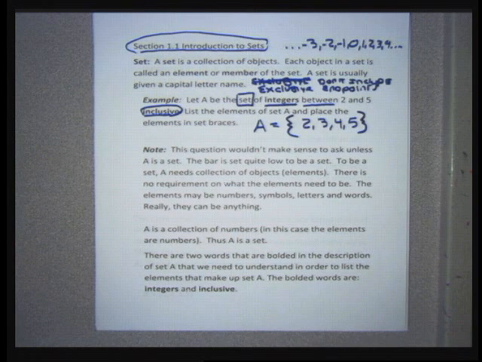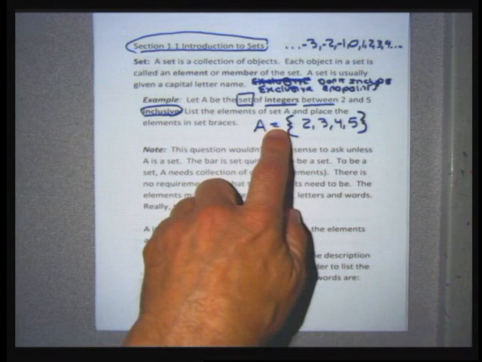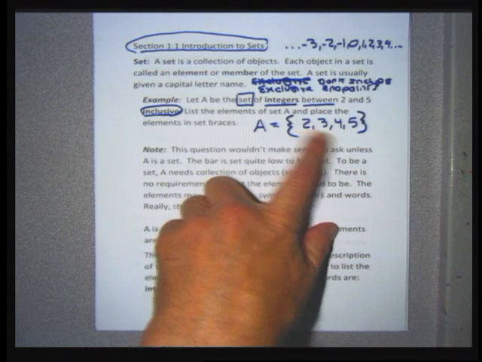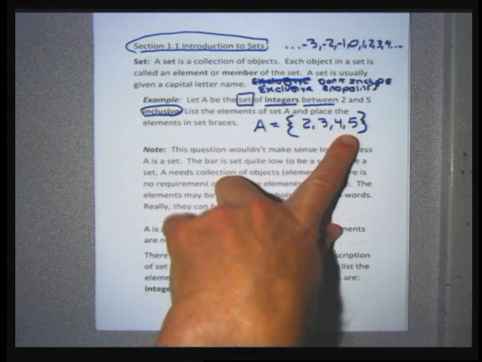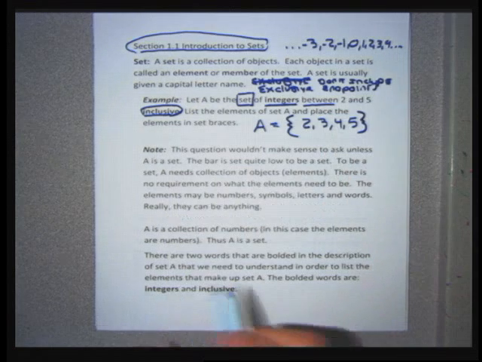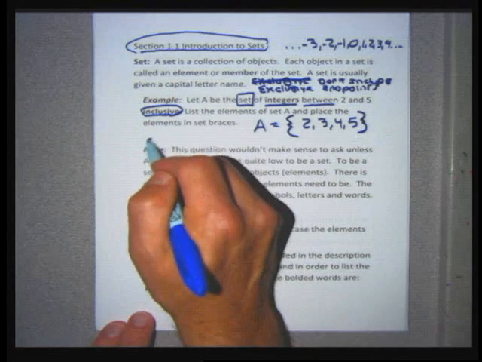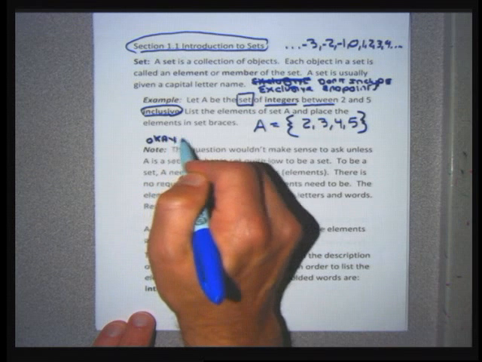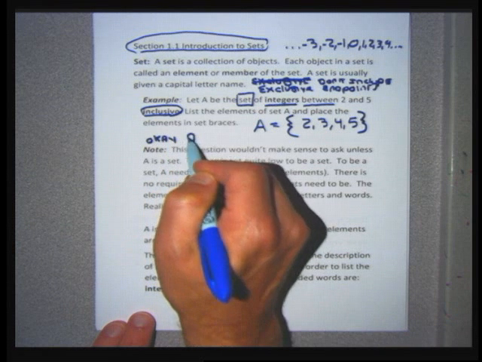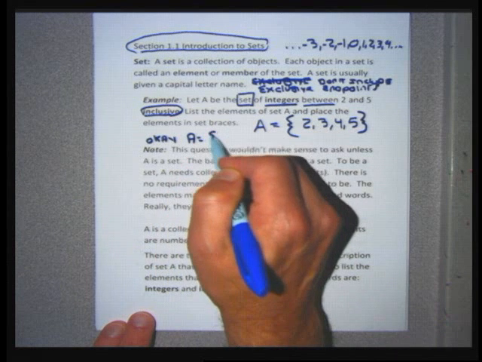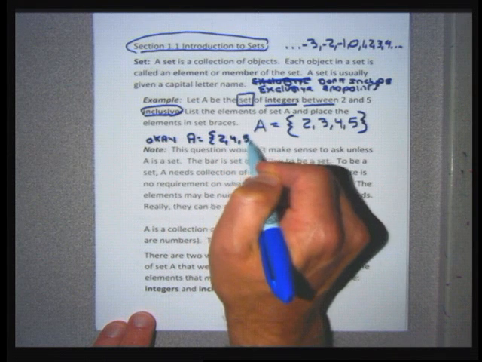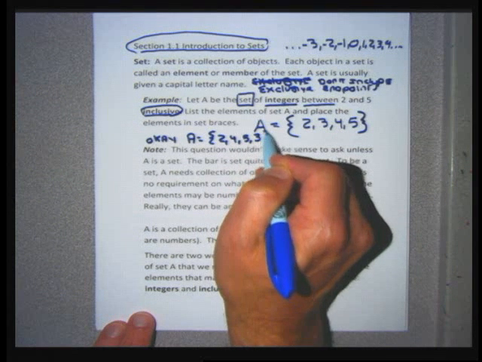I've created a set, I've named it A, that's actually an equal sign, and I've put the elements of A, the numbers 2, 3, 4, and 5, in set braces. That's the perfect answer for the first example. It would be completely okay if I scrambled the order of the elements. So if I wrote A equals 2, 4, 5, and 3, that's equivalently correct.